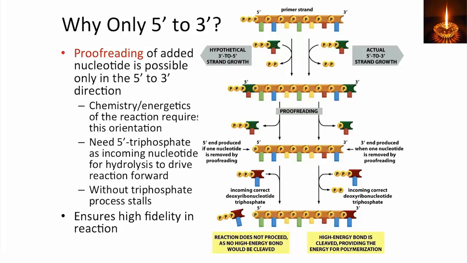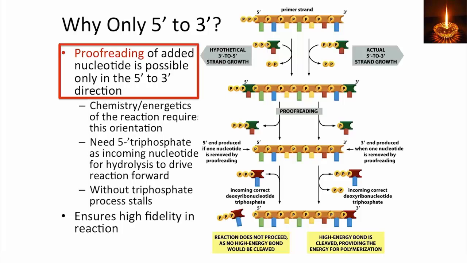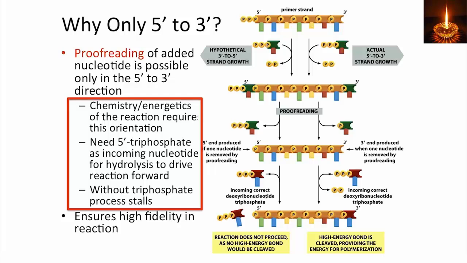The reason is that we need to be able to proofread that added nucleotide, and this is only possible in the 5' to 3' direction using the materials that we have. The chemistry of the reaction requires that the orientation of synthesis be from 5' to 3'.